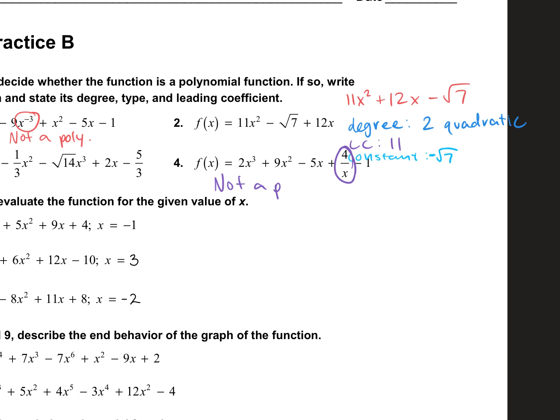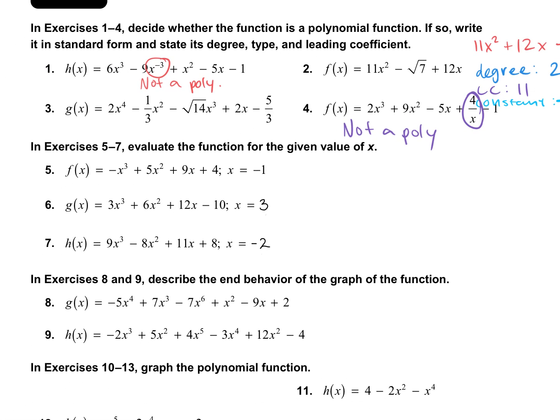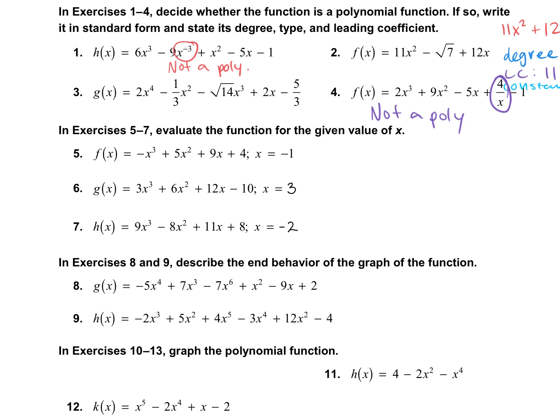I'm only going to do a few questions from each section. So whatever we don't do in class, you have to finish. So you guys can do number 3 on your own. From the next section, let's do number 1 together. Number 5, the first one.